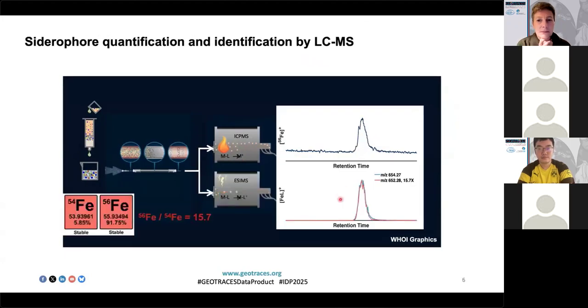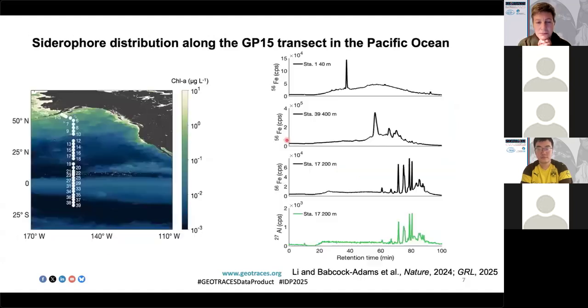To identify siderophores, we rely on the second detector, the electrospray ionization mass spectrometer, which is a soft ionization. The molecule is kept intact for molecular weight determination. We can find the molecular weight by looking for this pair of co-eluting ions with a mass difference of 2 and abundance difference of 15.7, representing siderophore bound to iron 56 and siderophore bound to iron 54, which coexist in the sample. These plots are called chromatograms, and for today, I will only show the iron chromatogram by ICP-MS.